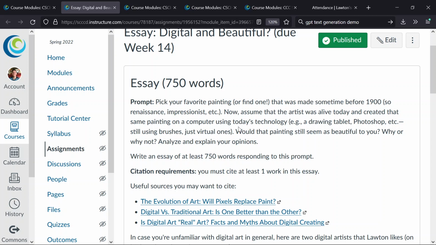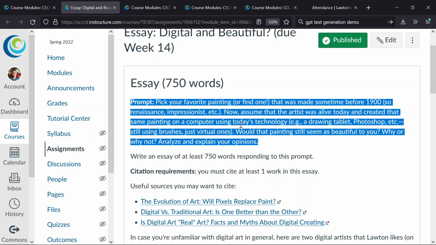My question, my prompt to you is, would that painting still seem as beautiful to you? Would you still appreciate it as much as you do? All right, so tell me why or why not. Analyze, explain your opinions. So you can go a lot of different places with this essay. It's pretty free form, but that's the general idea. 750 words about this prompt. Are there any questions about it?